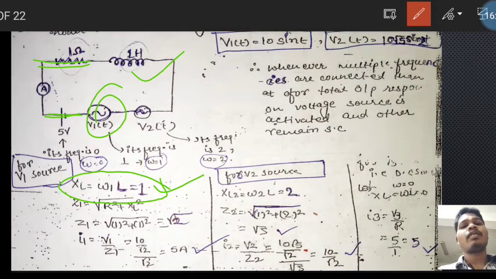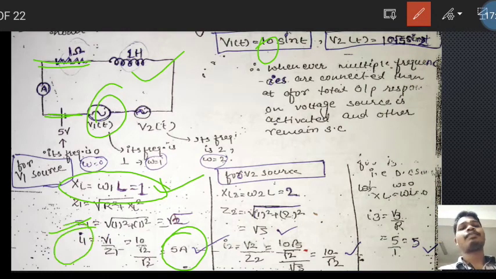Then you will get this. So Z1 is equal to the square root of R square plus XL square. R value is given, XL value is given, then we will get Z1 is equal to root 2. Like that, I1 is equal to V1 divided by Z1. V1 value is 10 sin omega t, so we are taking RMS of 10, that is 10 divided by root 2, divided by Z1 which is root 2. So the overall answer is 5 ampere, that is I1.